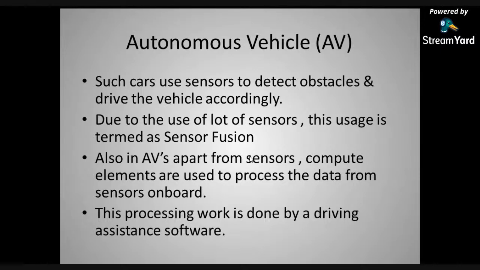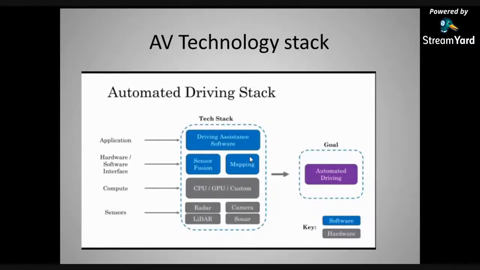But here the main processing is done by the compute elements, which can be a kind of small computer inside the vehicle. This compute element decides what to do and how to drive the vehicle. When it collects the data from the sensors, there must also be another essential component, which is the driving assistance software, because the compute element must also know how to decide. How to decide is based on the driving assistance software. So this is how the stack looks. This is the AV technology stack.